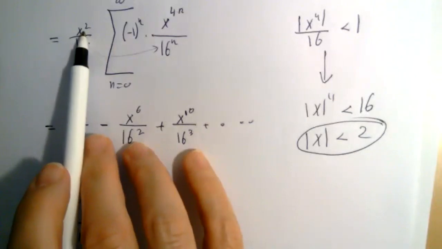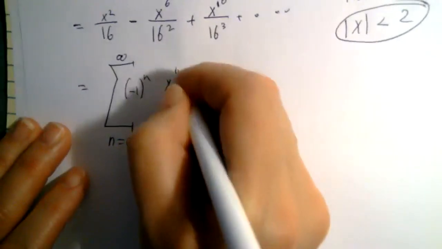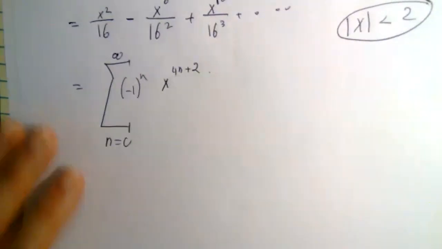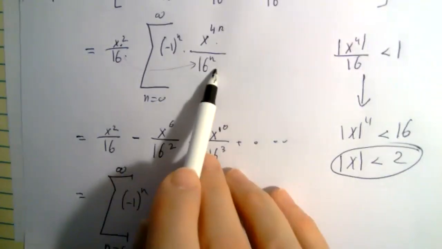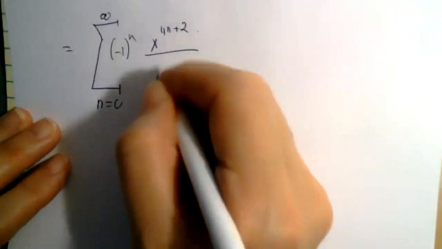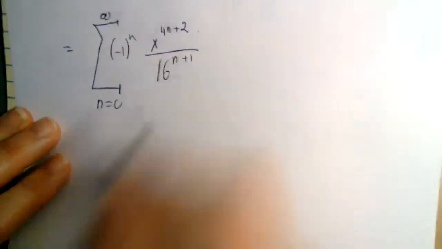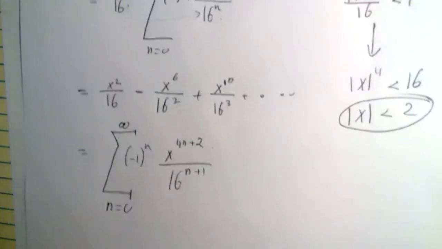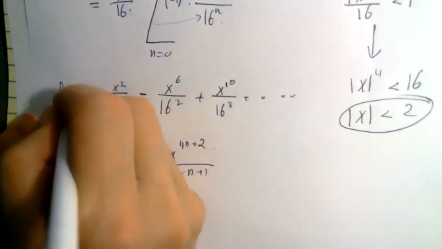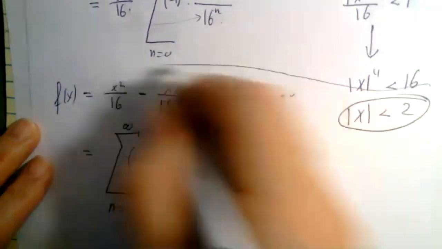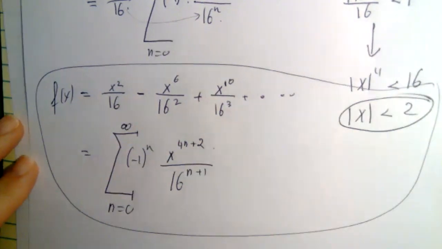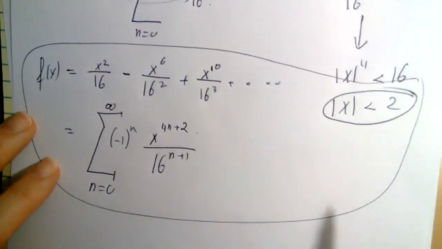So now I put the answers here. x squared times x to the 4n means x to the 4n plus 2. Over 16 times 16 to the n gives me 16 to the n plus 1. So now I sum up. So this is my function. That's its power series, and it holds when the absolute value of x is less than 2.